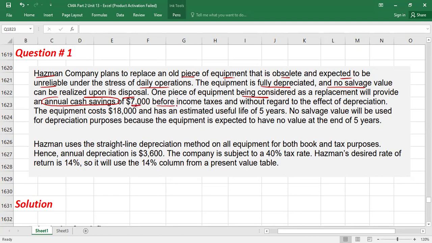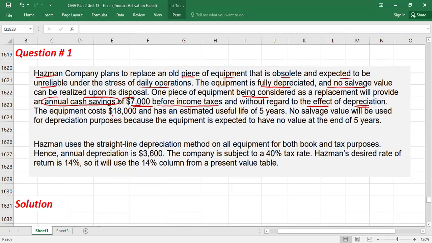But here he told you it's an annual cash saving, which is considered as cash inflows, of 7,000 before income tax. So from this amount, tax is not deducted. So we have to deduct the tax while we solve this question. So this is the annual saving without regard to the effect of depreciation. They're saying this 7,000, which you will get per year, has no effect of taxation, so that tax you have to consider. And there is also no effect of depreciation in this amount. It means these cash flows are before tax and before depreciation effect.